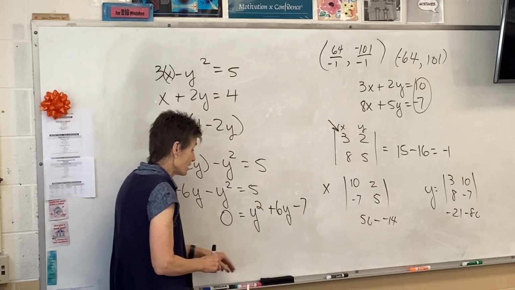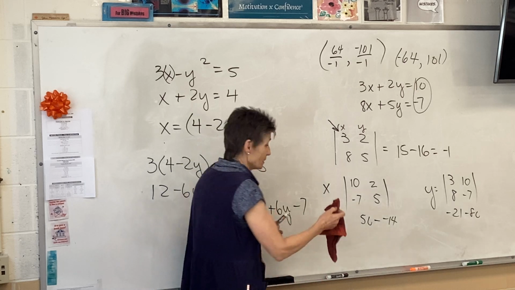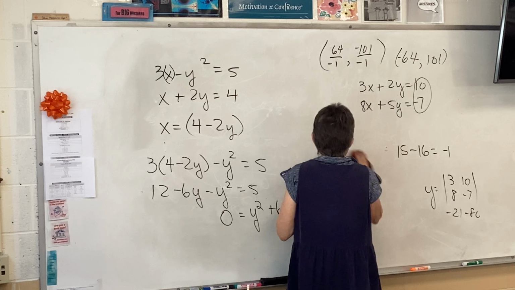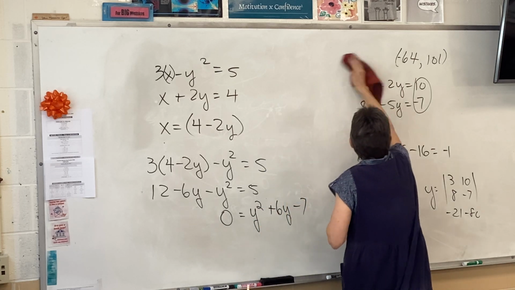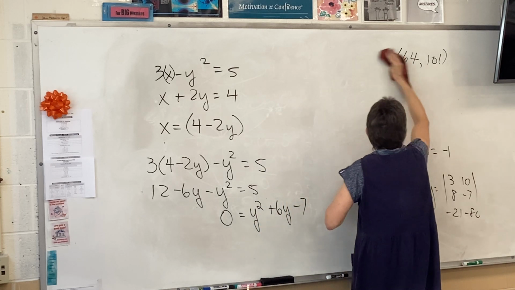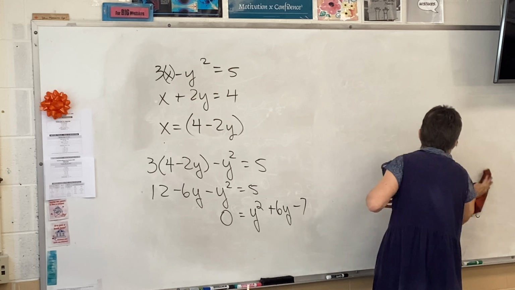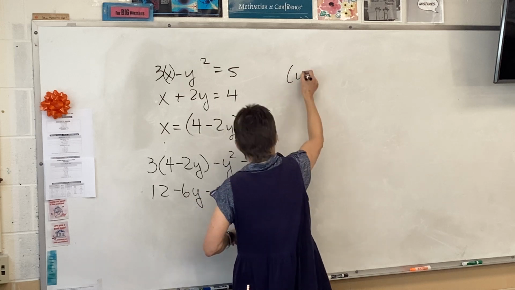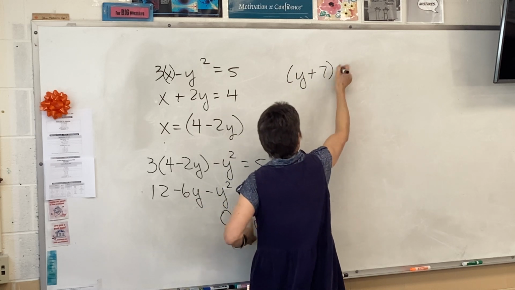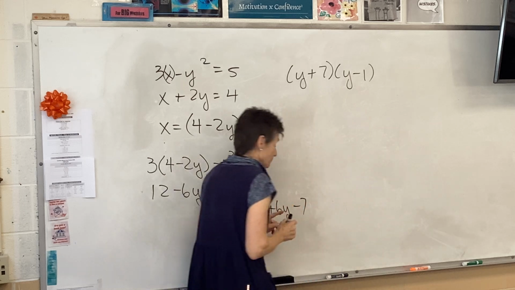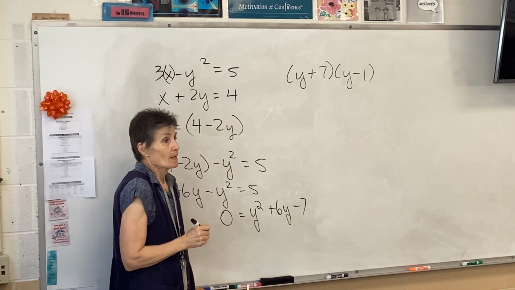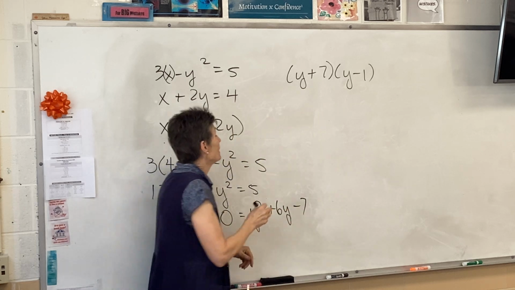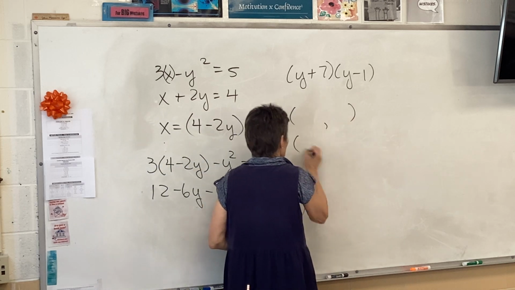which is a quadratic equation that factors. If it didn't factor, I could always use my formula, or I could use my formula anyway, but it does factor. So, y plus 7, y minus 1. If you FOIL that, Jake, this is what you get. Okay? So that means I have 2 answers.